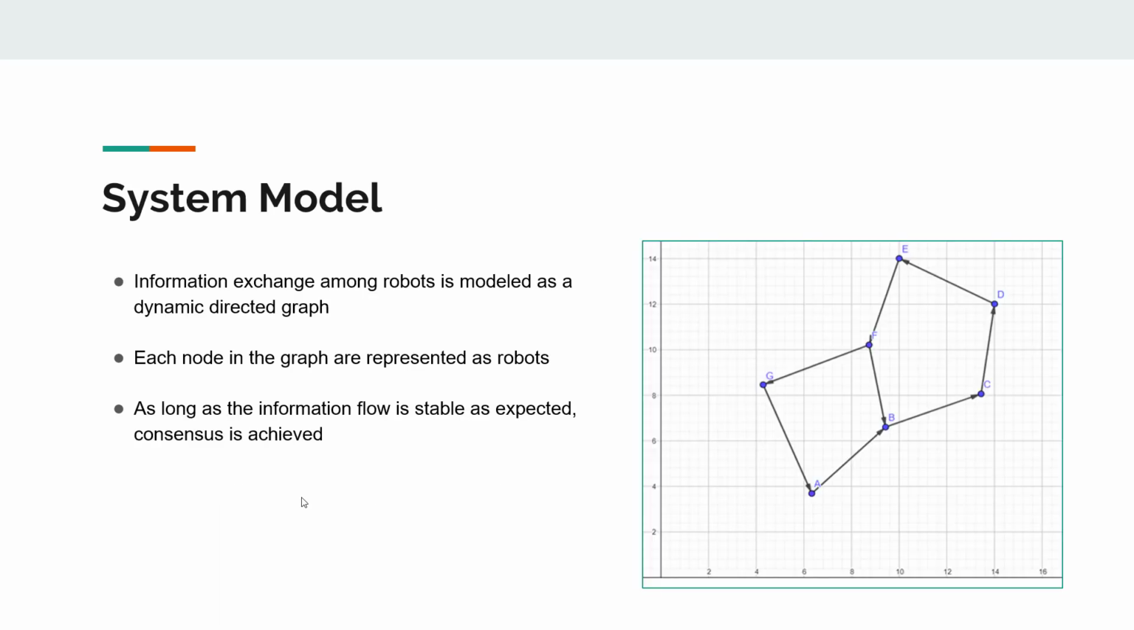In this study, information among the robots is modeled as a dynamic directed graph, and the nodes in the graph are the robots, and the edges represent the constraints between the robots, like the communication capability. For example, if robot B is in the communication range of robot A, there will be a directed edge between A and B, which means that A can communicate with B. As the information of one robot is dependent on another, as long as the information flow is stable and as expected, formation control is achieved.